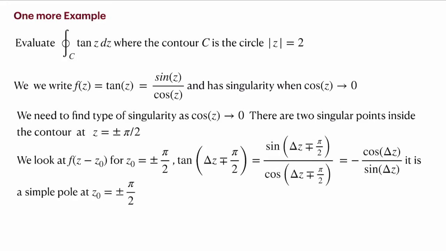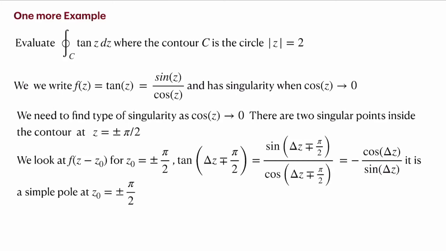Let's try to evaluate the residue. Before that, we need to see what kind of a singularity this function has at z is equal to pi by 2. So first we have to see what kind of a singularity this function tan z has at z is equal to plus or minus pi by 2. So we write tan of delta z minus or plus pi by 2, and that can be written as sin of delta z minus or plus pi by 2 divided by cos of delta z minus or plus pi by 2. This simplifies to minus cos delta z by sin delta z.